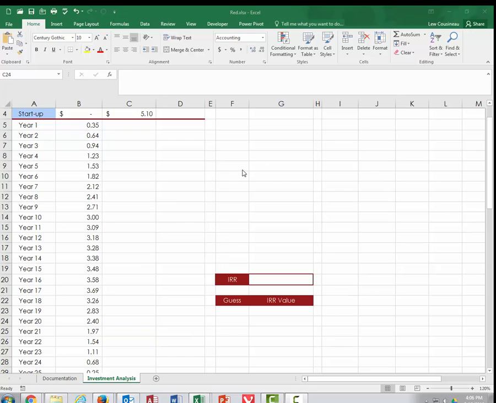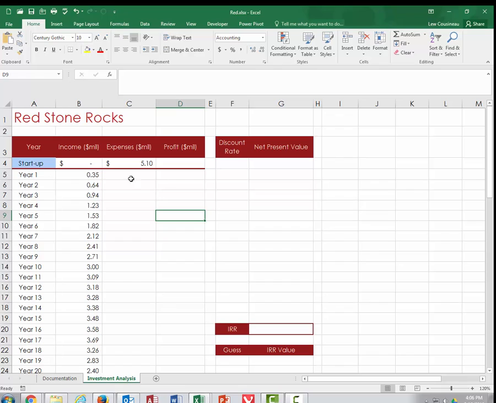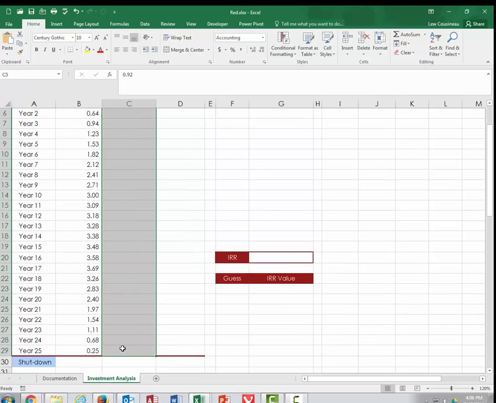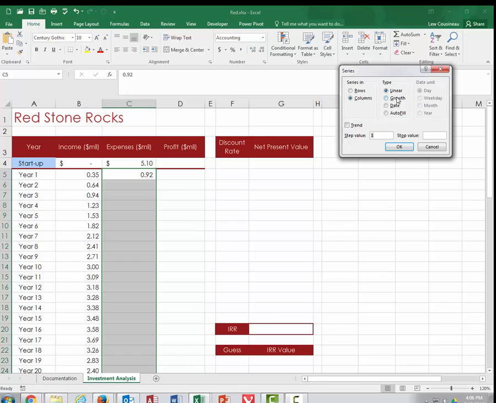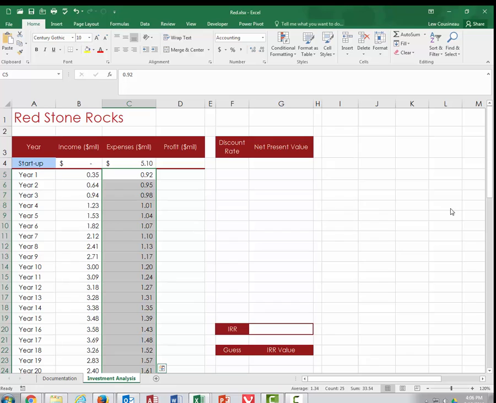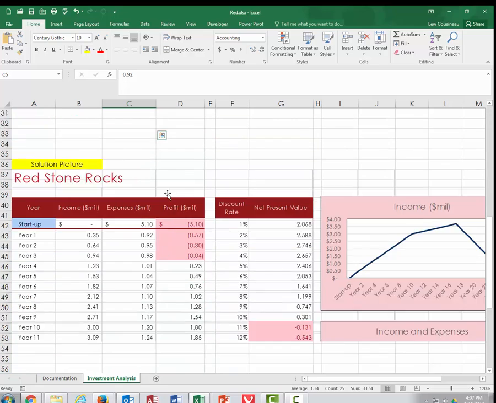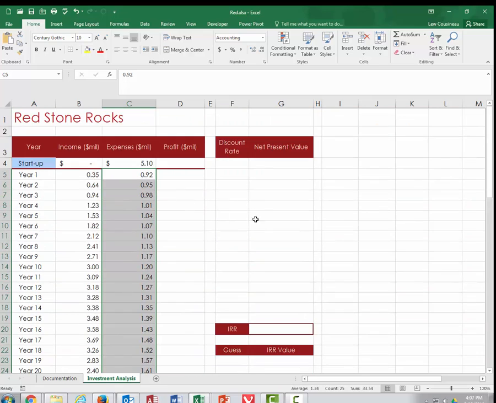Instruction 7, we're going to do a growth rate of 3% for the entire time on our expenses. So in year 1, our expenses are 0.92, and they're going to grow at 3% all the way to year 25. So fill series growth, step value 1.03, and then we'll hit enter. It ends at 1.87, which is the same result as our solution picture.